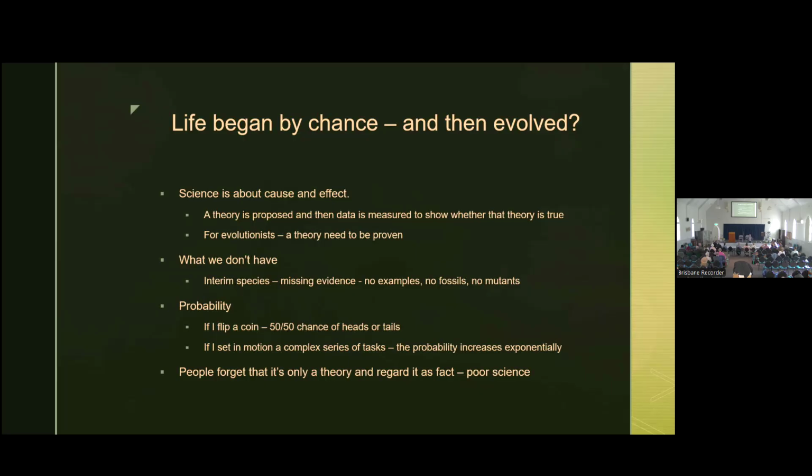What we don't have is interim species. So species have evolved over time. We don't have all these skeletons and fossils or living beings that are halfway points, or even quarter or 3/4 points. None of those sorts of things exist. There's no mutants, there's no fossils, there's no examples where there's interim species.